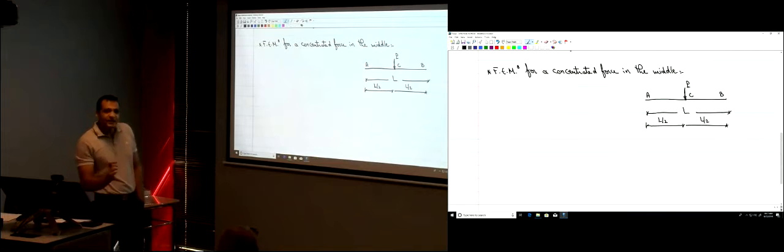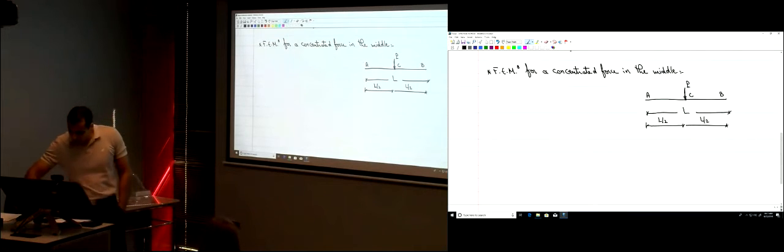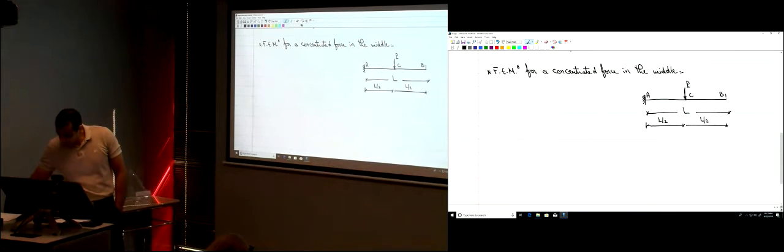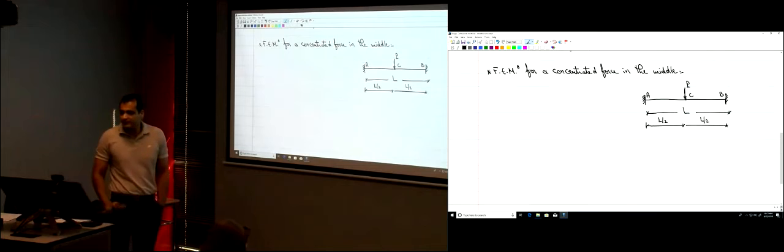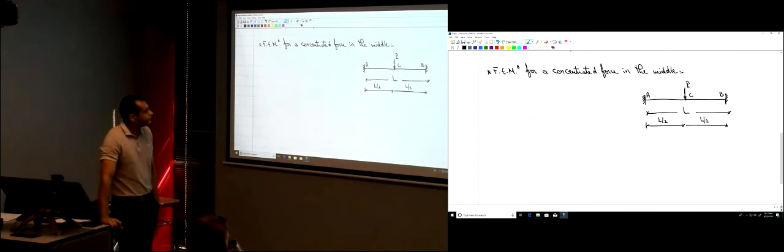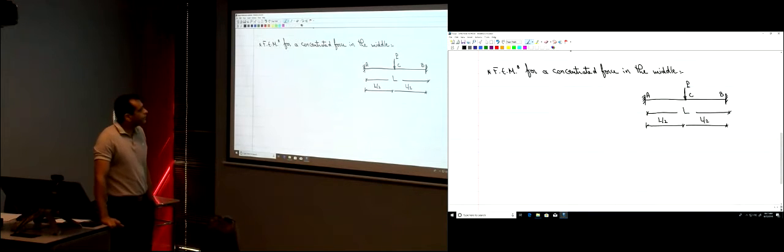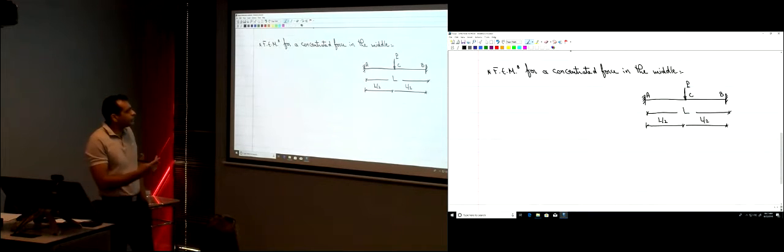We have member AB. We want to find how much are the fixed end moments. So what does fixed end moment mean? It means that point A is fixed and B is fixed. You have to fix them to find the fixed end moments. Okay? And now we want to find how much those moments are. So to find those moments, you need to find the reactions. Draw the free body diagram and find the reactions, right?